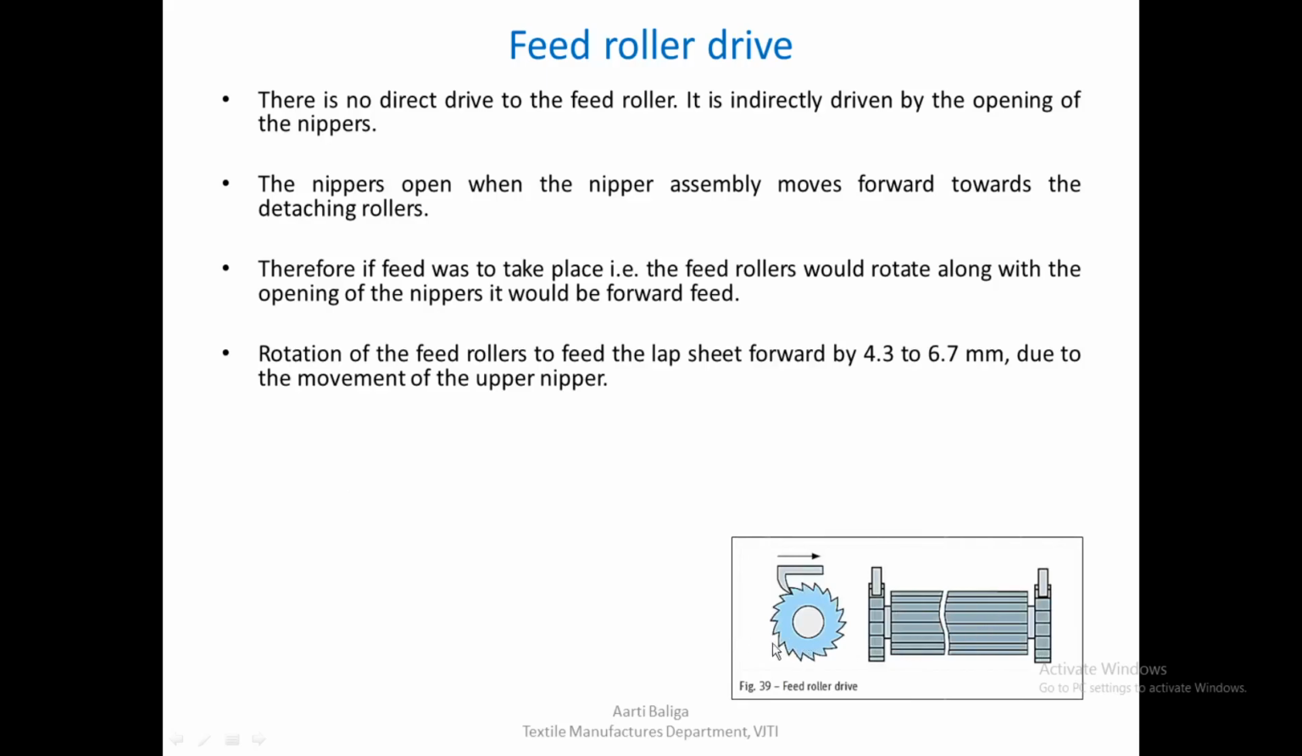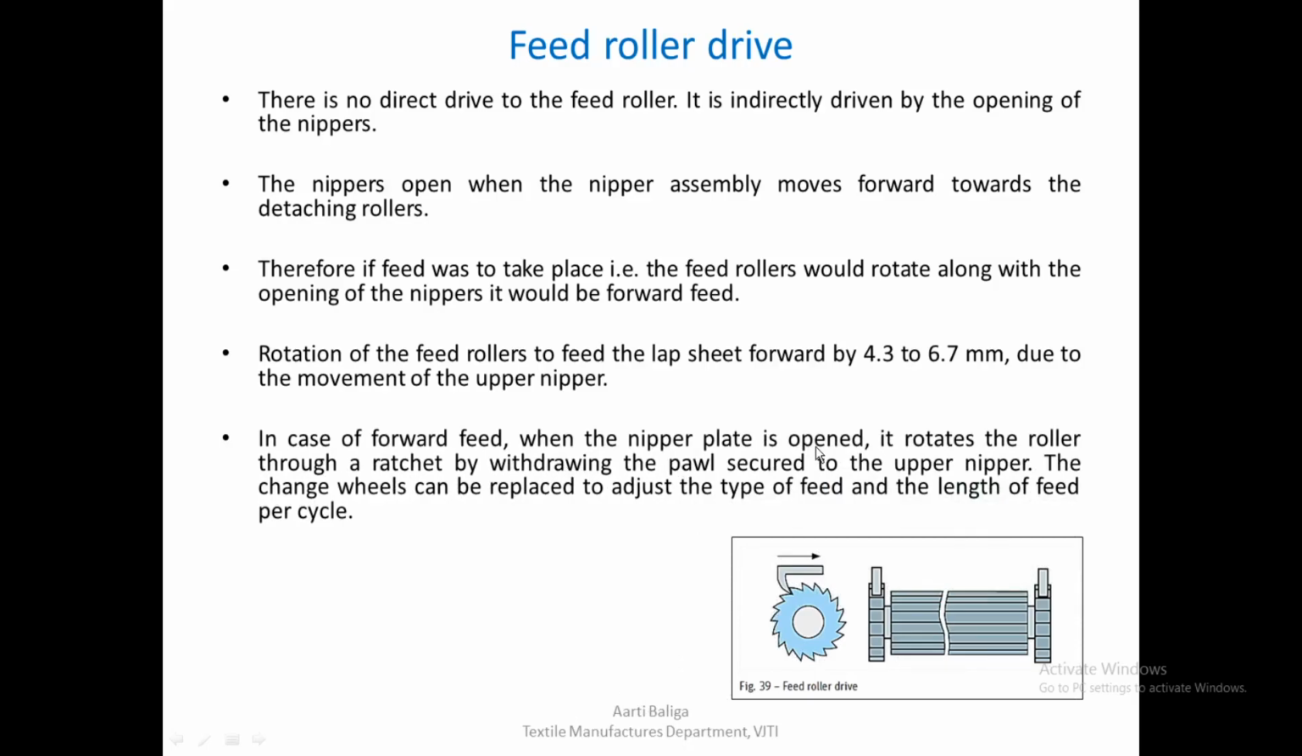And that is done majorly by a ratchet and pawl mechanism. So in case of forward feed, when the nipper plate is opened, it rotates the feed roller through a ratchet by withdrawing the pawl secured to the upper nipper. When the upper nipper opens, the pawl is actuated and this will rotate the ratchet which is mounted on the feed roller, and because this ratchet is pulled in this direction during the opening of the nipper, the feed is done by the rotation of the feed roller.